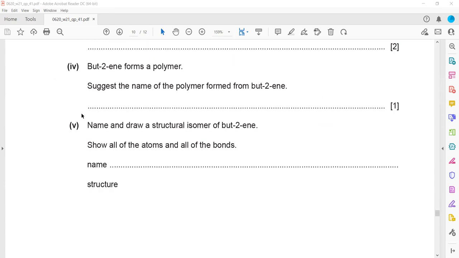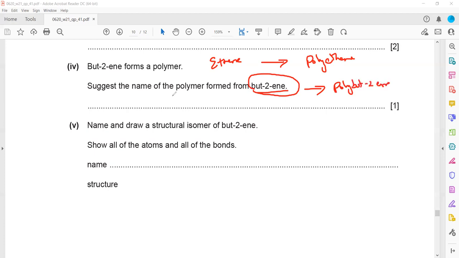Then butene forms a polymer. Suggest a name of a polymer from butene. So remember, whenever alkene forms a polymer, the polymer is named after the monomer. If I had ethene, the polymer it will form is polyethene. So if I have butene, what polymer will it form when it combines? It will form polybutene.